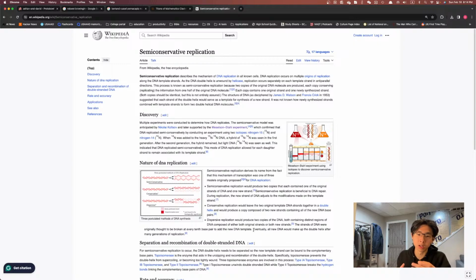So there were 3 original hypotheses out there. It could either be completely conservative. That means you just have one strand, and then based off of that, you build a new one. Or you can have completely random, that is, it's cut into different parts, and then you build off of that. Or you can be semi-conservative.